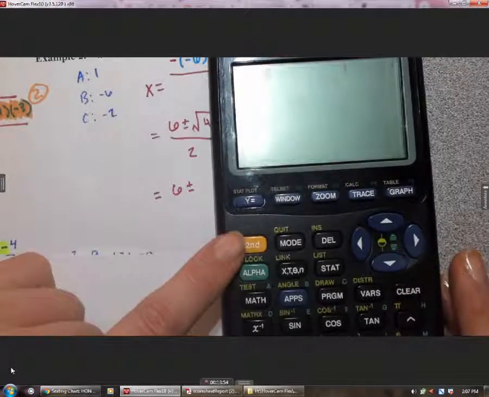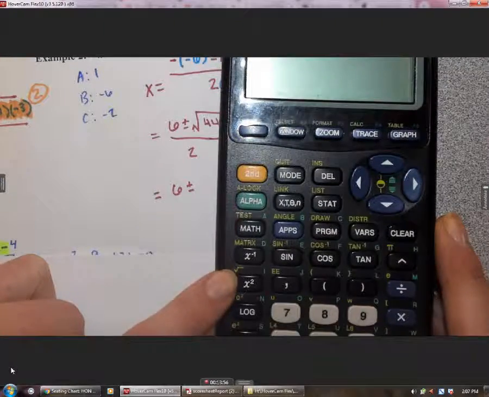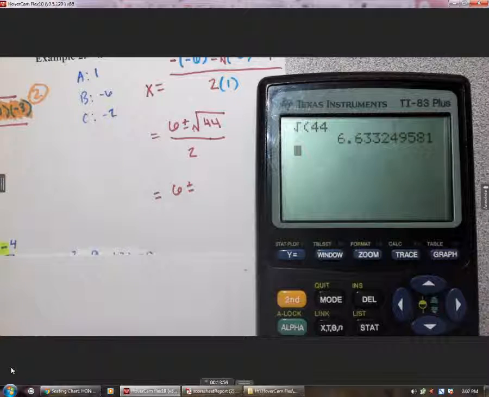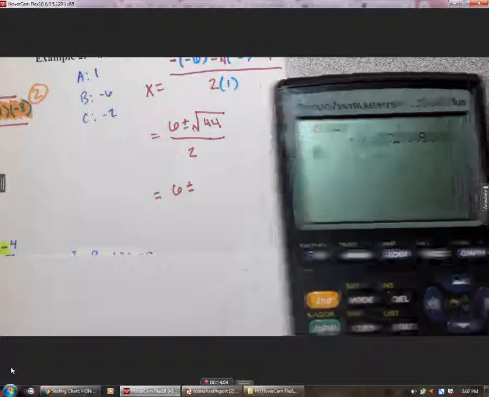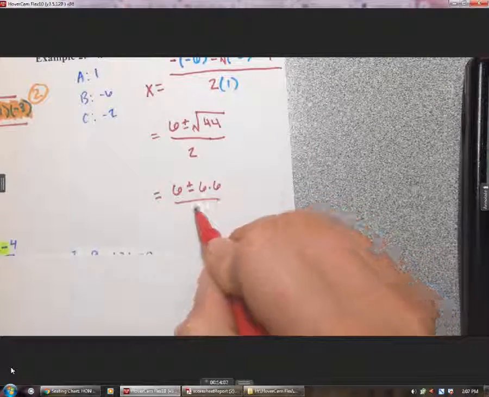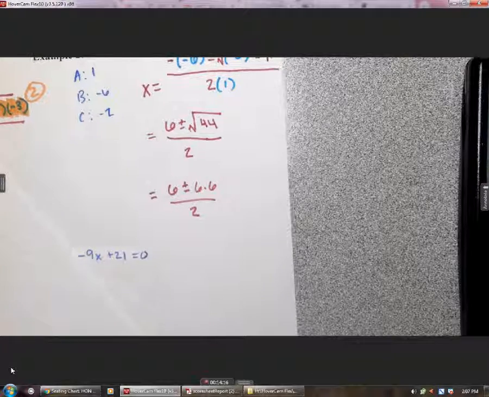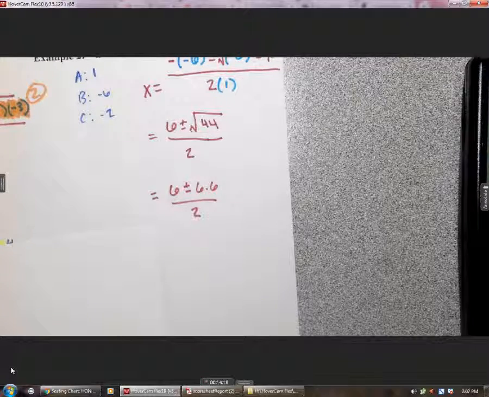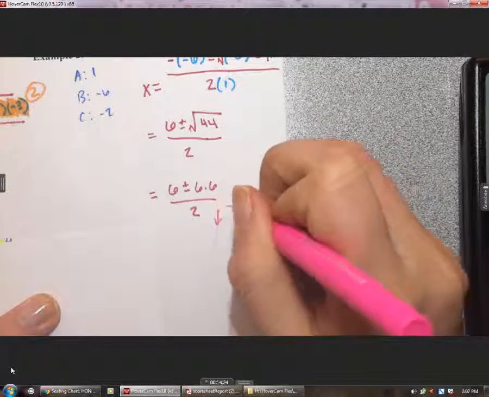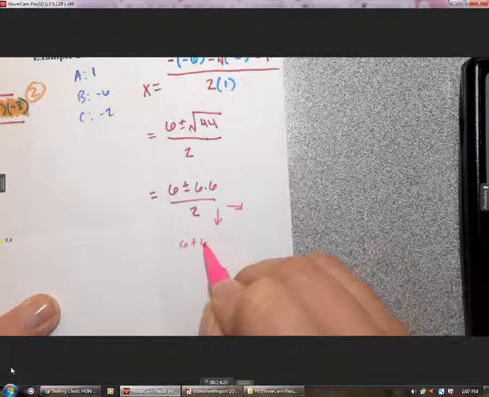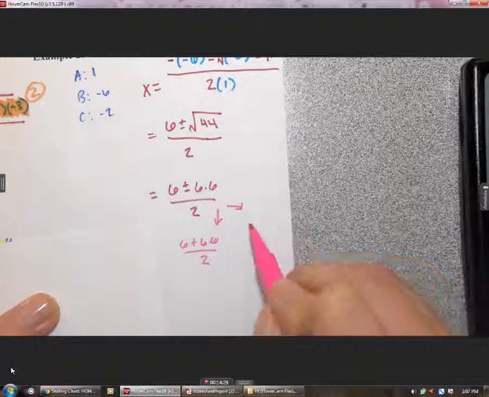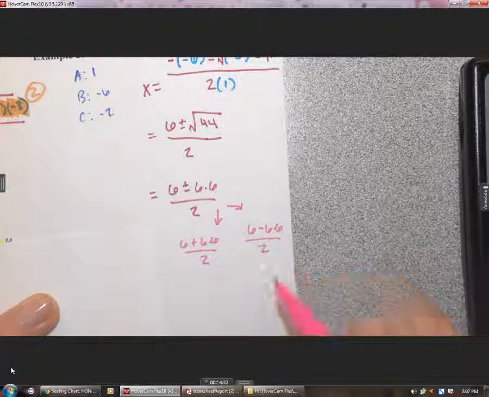The square root button is second right here. Square root of 44 is 6.6. We're rounding to the nearest tenth. That's what the homework asks for. 6.6 over 2. So we could split that up, and we're going to get 6 plus 6.6 over 2, and 6 minus 6.6 over 2.